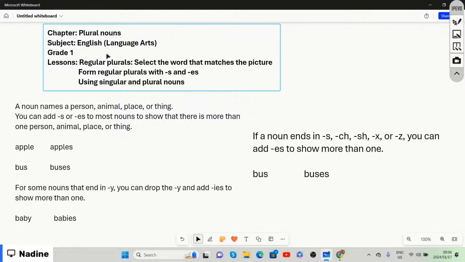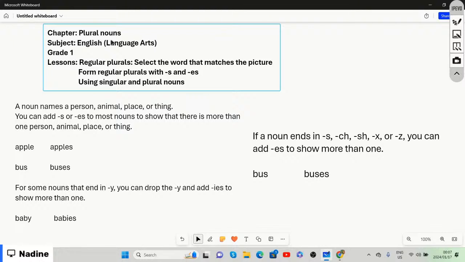All right, so when it comes to plural nouns, basically a noun names a person, an animal, place, or thing. So that is a noun. And when we put these two words together, plural noun, then it basically just means that it names more than one person, animal, place, or thing because it's plural. It shows anything that is two or more. That is plural.